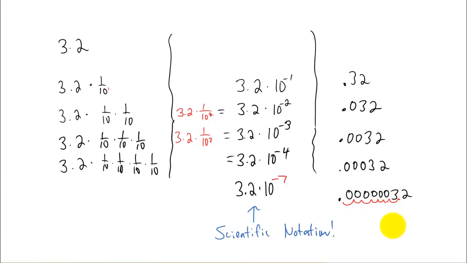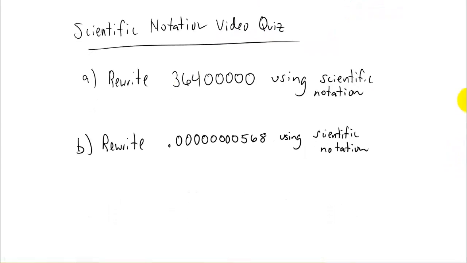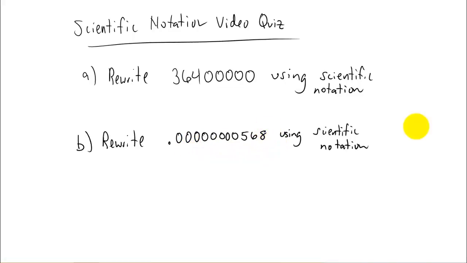Okay, that's your brief introduction to scientific notation. See if you can do a couple of problems. Rewrite this really big number using scientific notation, and also rewrite this really small number using scientific notation. Just follow the patterns that we established above, and hopefully you can figure it out.